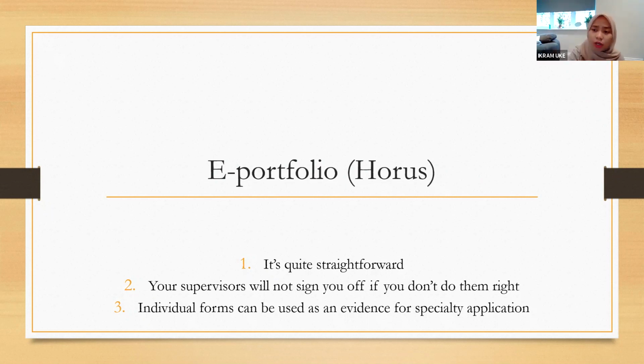I'm not entirely sure if it's slightly different in Northern Ireland, Scotland, or Wales, but definitely in England we use Horus. It's quite straightforward, very self-explanatory, I feel. But it's very important. Your supervisors will not sign you off if you don't do them right. So do it right. And actually, these individual forms can be used as evidence for your specialty application later. So it's quite important that you know how to fill them in properly, and perhaps tailor them to what you think might be useful for your specialty application later on.